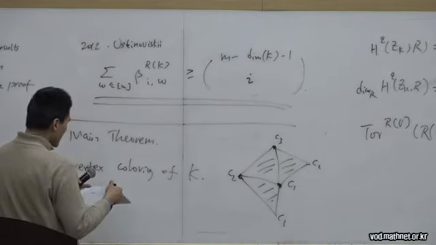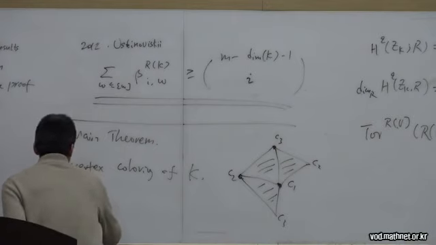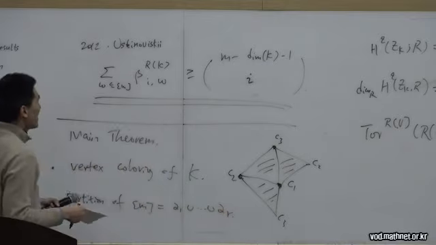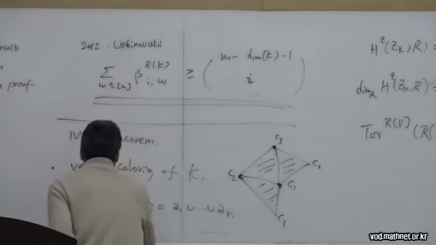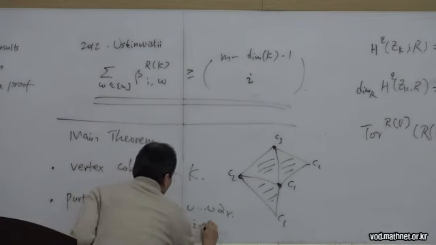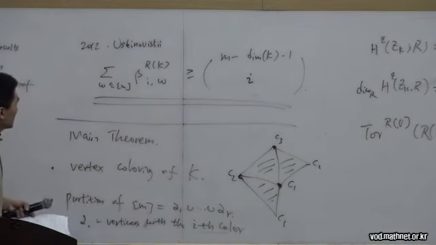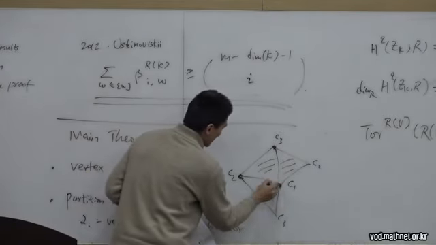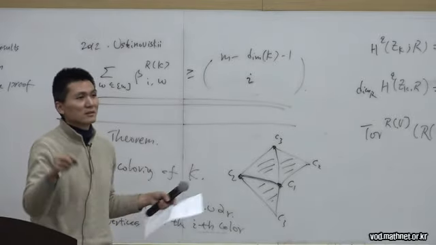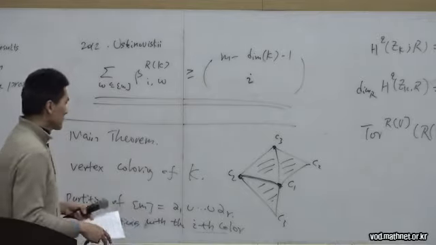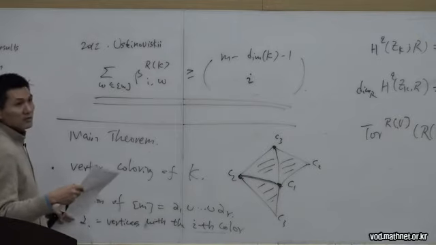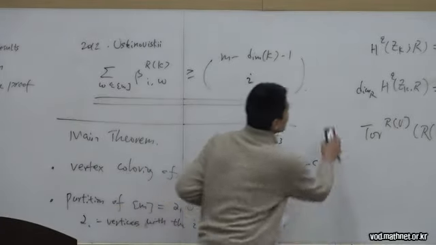And any vertex coloring determines a partition of the vertex set. Suppose I have R colors, and then alpha_i is just the vertices colored with the ith color. If two vertices are connected by an edge, then they must have different colors. So this is the definition of coloring in graph theory. It's just one condition. Okay, suppose we have a vertex coloring of K, and then the vertex coloring determines a partition of the vertex set M.